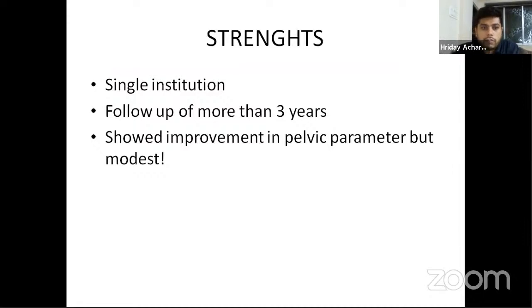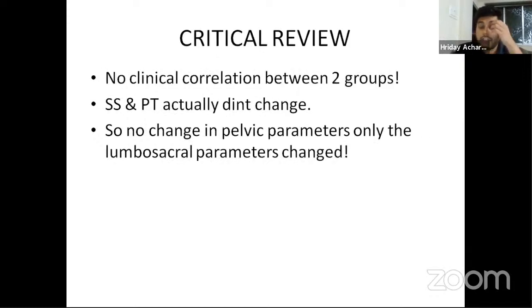The strength of the study is that it was a single institution study. The follow-up period was 3 years, which is pretty long. And they showed some improvement in the pelvic parameters, which include the lumbar lordosis, but however, it was modest. The critical points, the limitations, include that there is no clinical correlation in the two subgroups, because both of those had been followed for 3 years. However, they did not describe clinically which one was important.